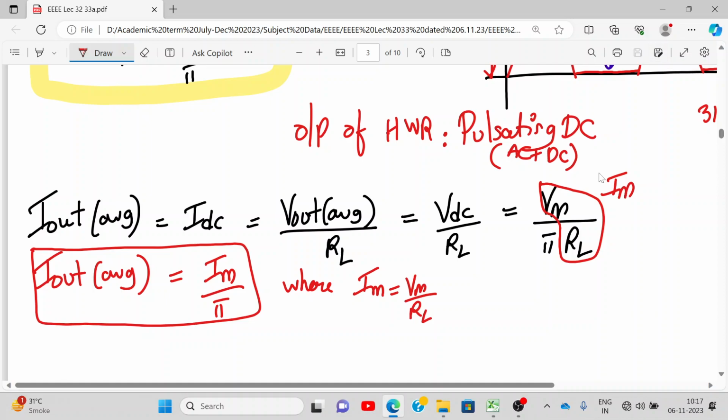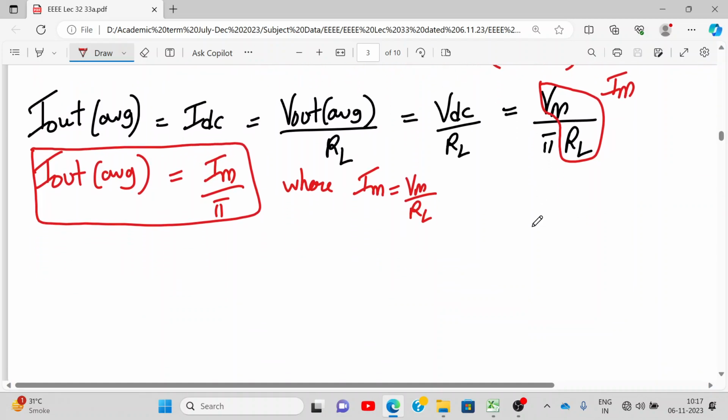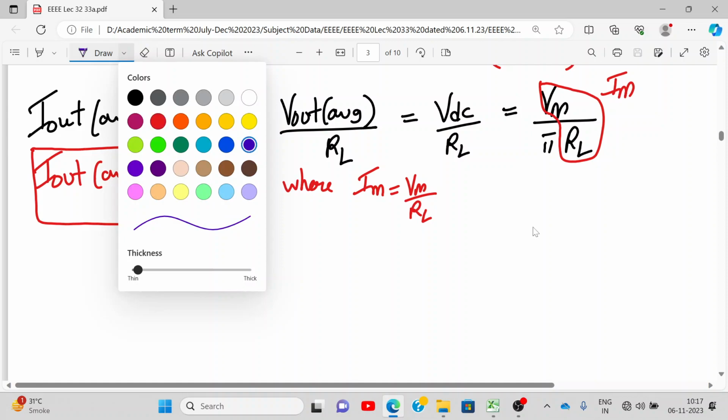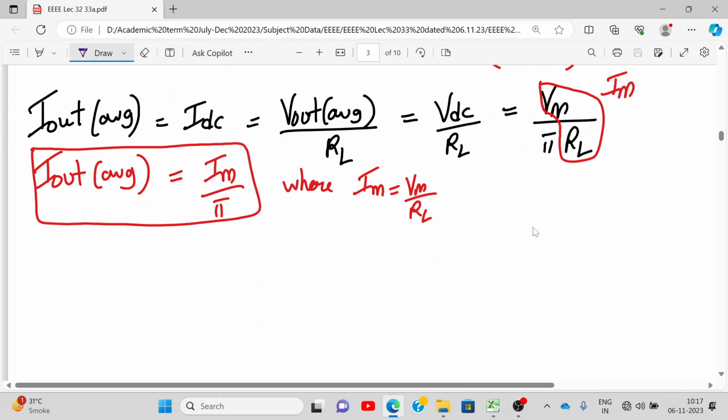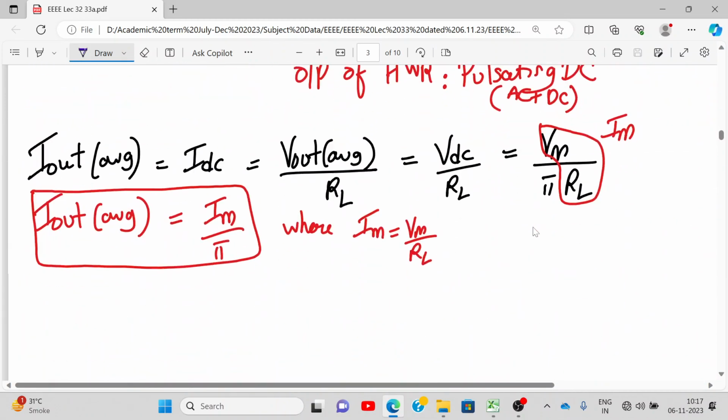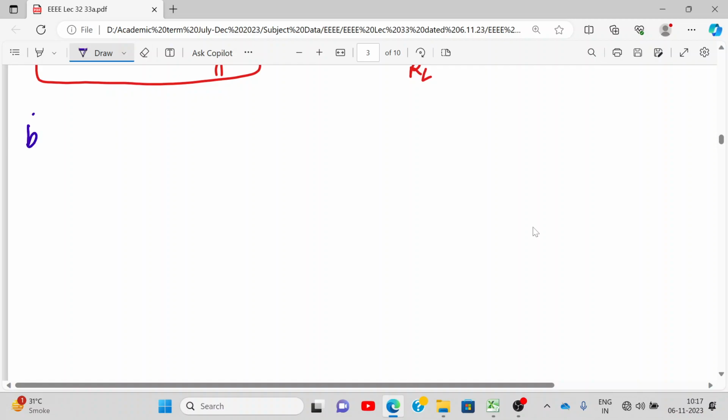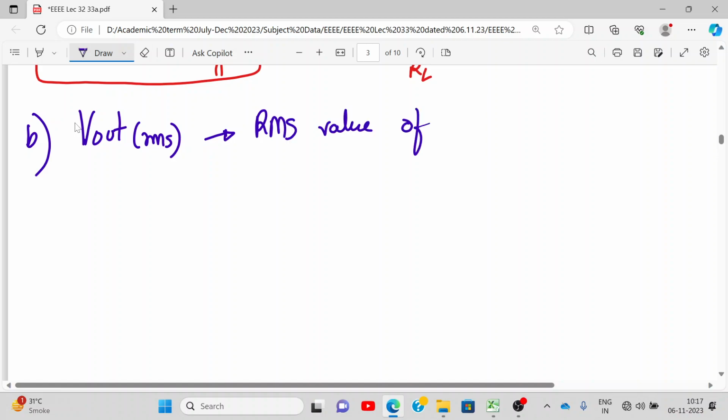Now, next we have to find out the RMS value of the output. So next write down the B part. So we need to find V out RMS. What is V out RMS? It's the RMS value of the AC component of output.